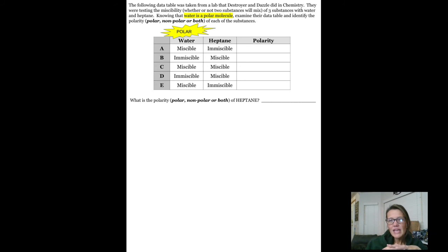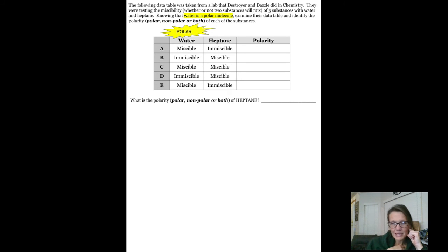Okay, so we can experiment and mix things together with water and see if they will dissolve. That's exactly what these two lab students did. They took 5 different substances and mixed them with water and with heptane, and here are their results. They used the fancy term for mixing, which is miscible. When you can mix two things together, that means they're miscible.